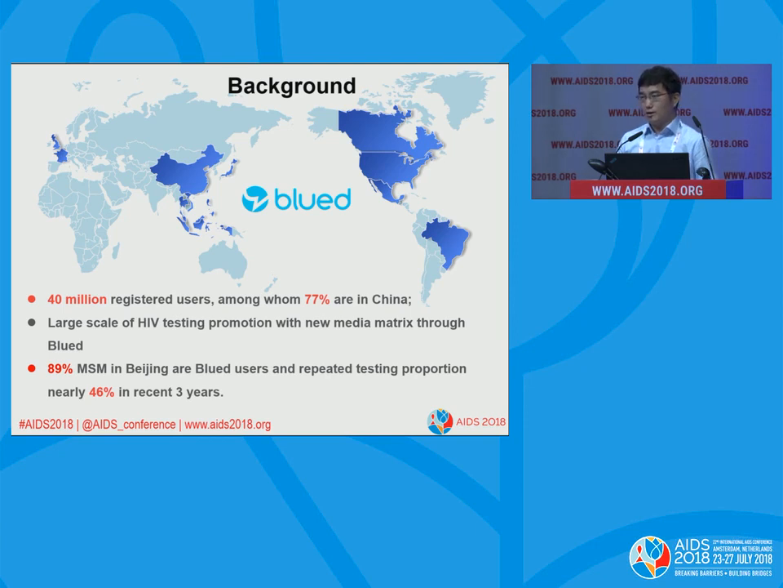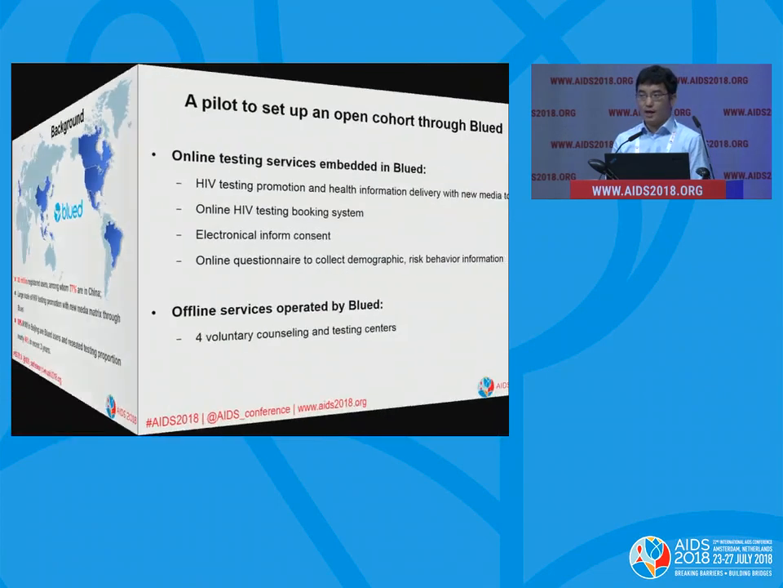According to our field survey, 89% of the MSM in Beijing are Blued users. So this gave us a very good base to measure HIV incidence. Also, when we look at their HIV testing behaviors, the repeated HIV testing proportion is nearly half. So this can generate a new methodology to set up an open cohort for that.